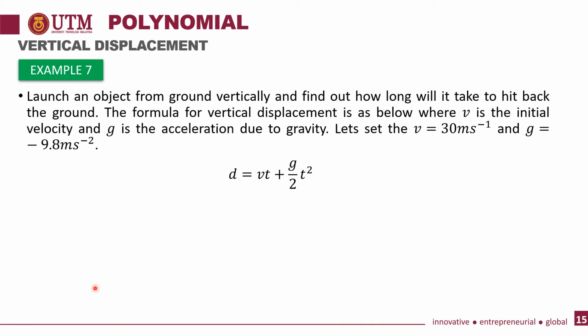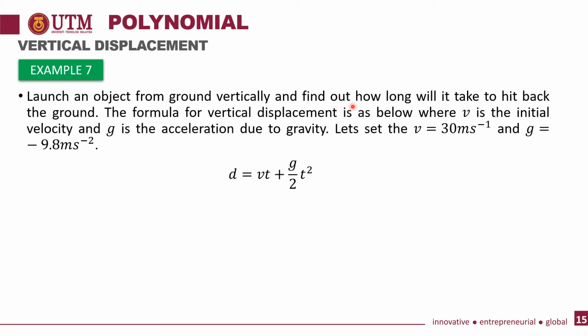All right, okay, so now let's take a look at example number 7, which is all about vertical displacement. So it is actually an application of the roots of a polynomial. Okay, example number 7: launch an object vertically from the ground, and find out how long it will take to hit the ground again. It's like you are launching an object from the ground, and you want to observe and record the time at which the object will fall back to the ground.